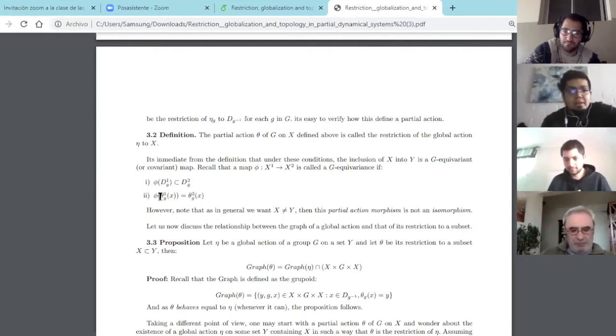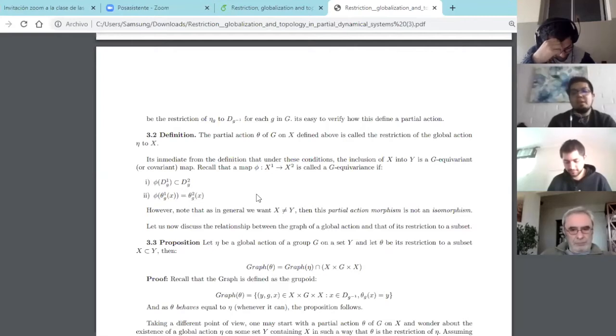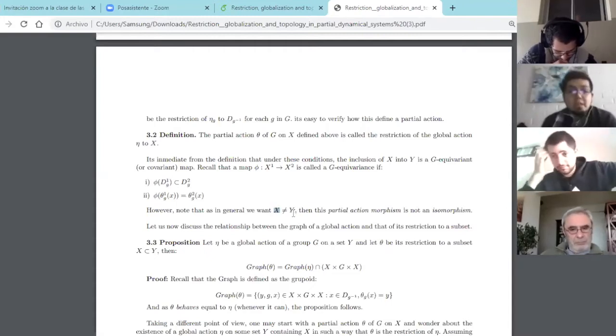And theta behaves exactly as eta whenever it can, so this equality also holds easily. Just note that usually we want X not to be Y, because if not, it's a trivial example. And then this partial action morphism, the equivariance, is not an isomorphism in this category.